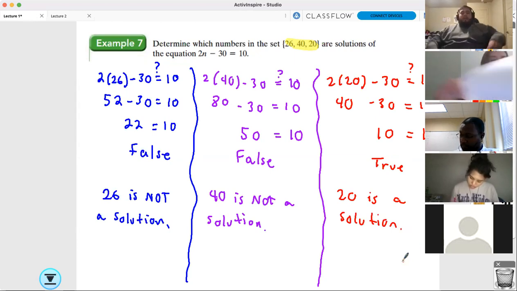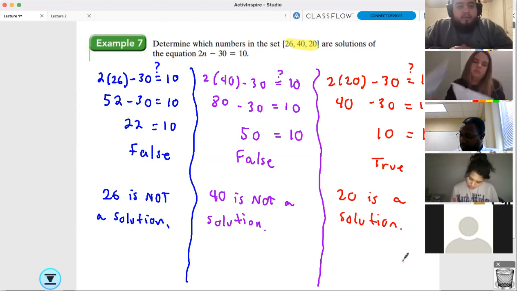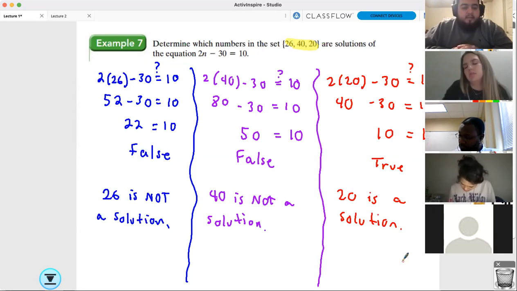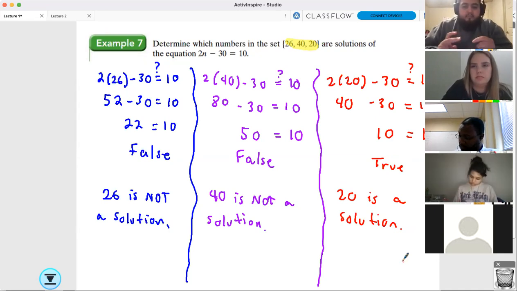What questions do we have on checking whether numbers are solutions? Does everyone understand the breakdown of what we just did? Okay, good, excellent, guys. All right.